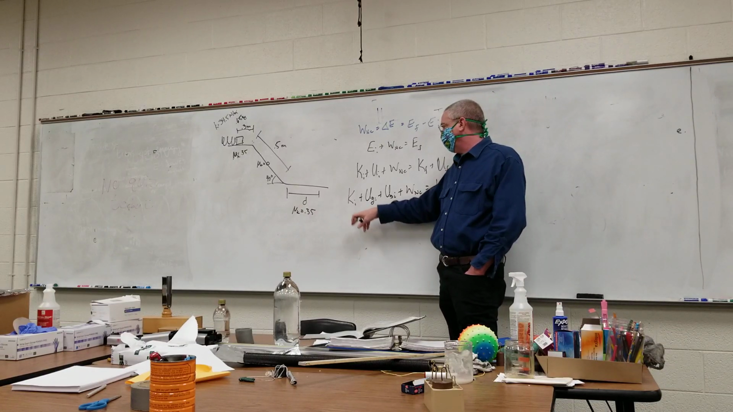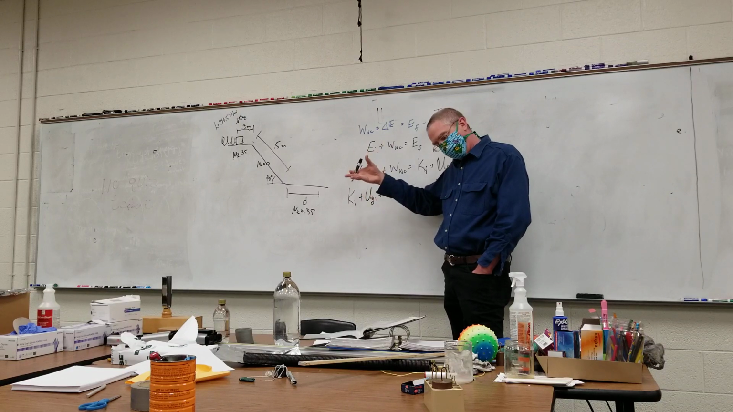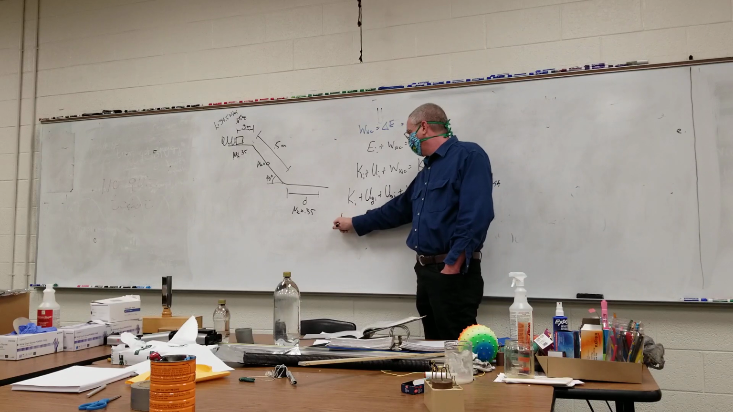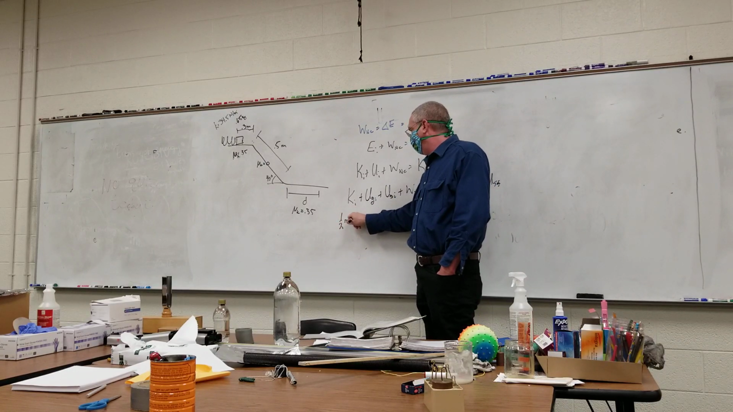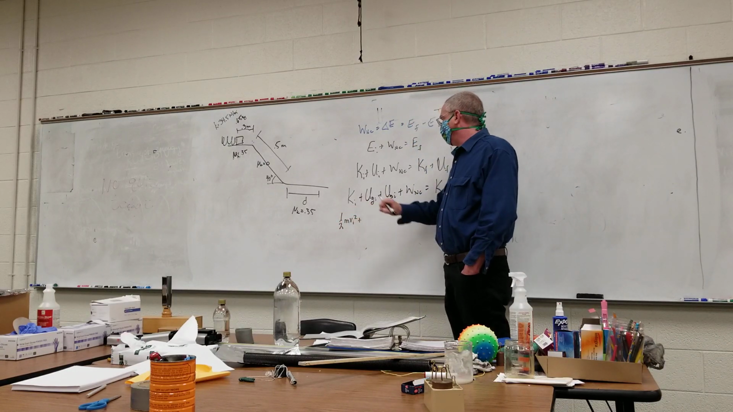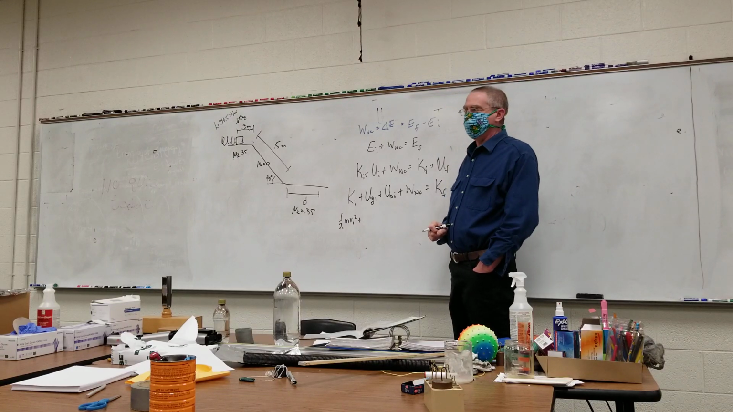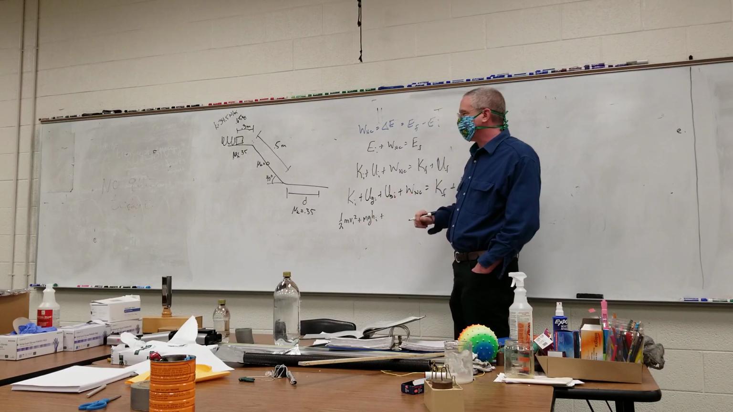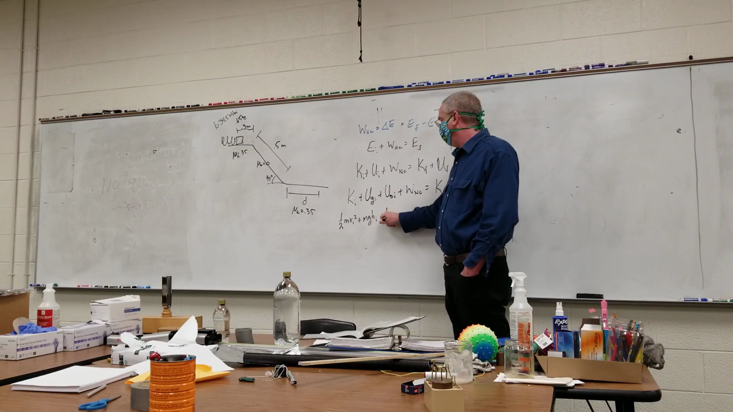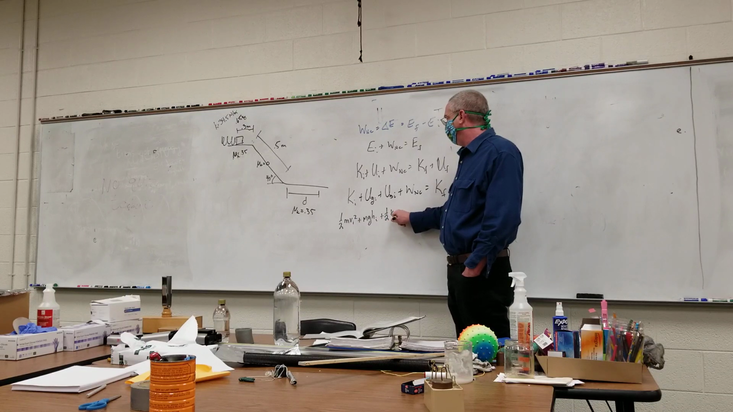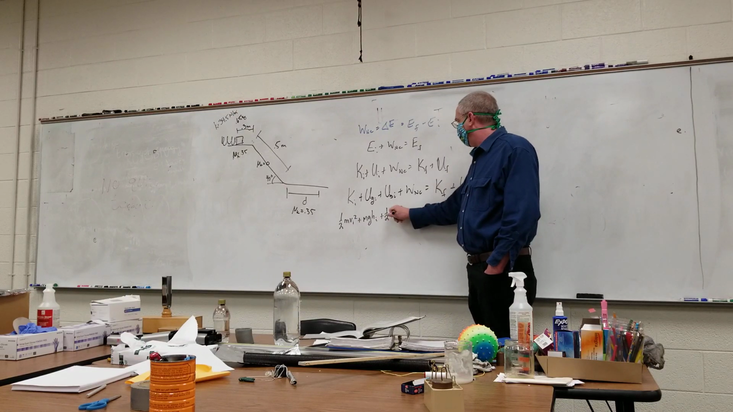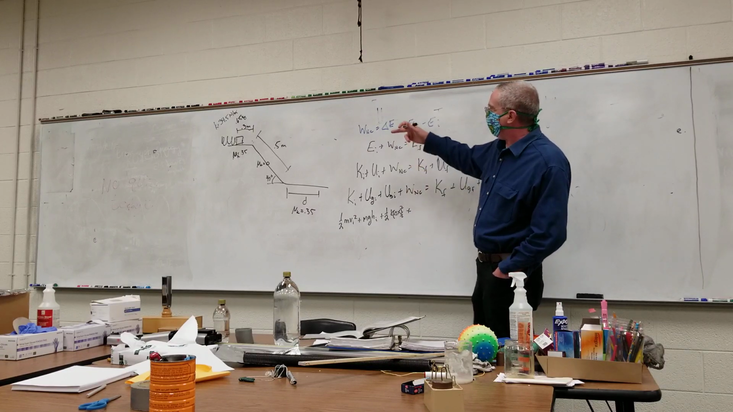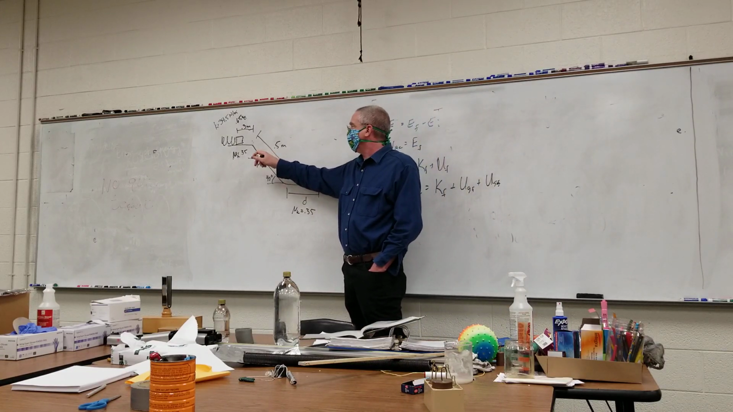Now time for the formulas here. Formula for kinetic energy: 1/2 mv squared. Formula for gravitational potential energy: mgh. Formula for elastic potential: 1/2 k delta x squared. That's the initial.